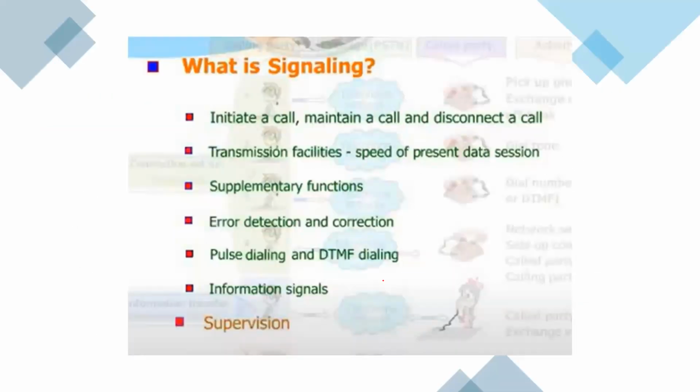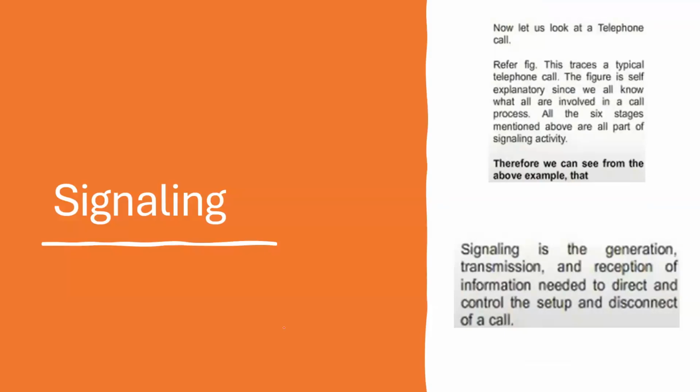So in signaling, what are the points in signaling? In signaling, we have to initiate a call, maintain a call, and disconnect a call. There are transmission facilities, speed of present data session. There are supplementary functions, error detection and correction, pulse dialing and DTMF dialing, information signal, and supervision. Now, about signaling.